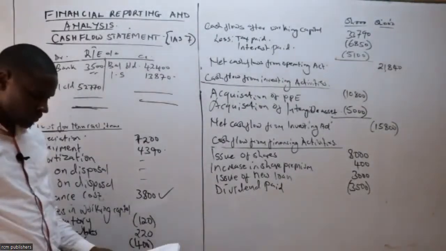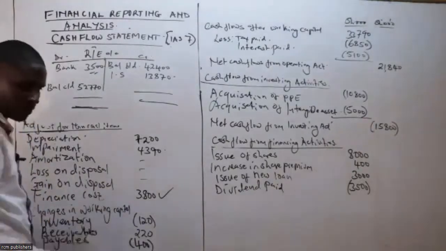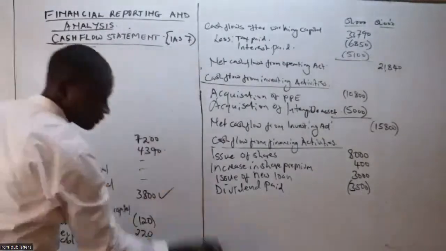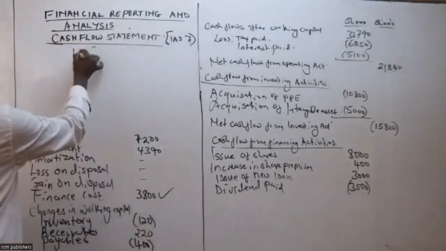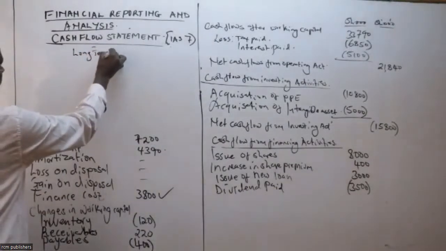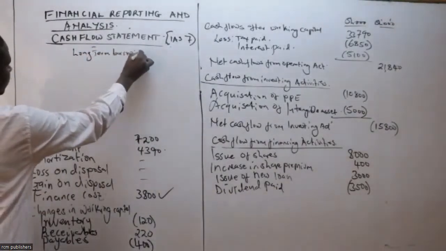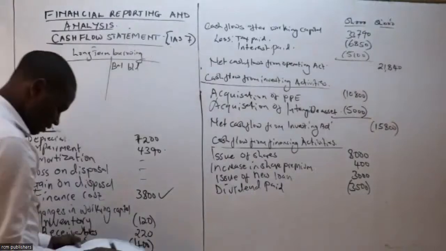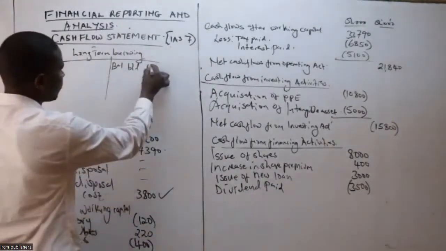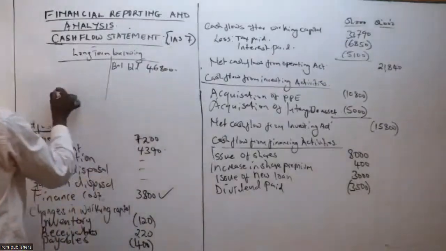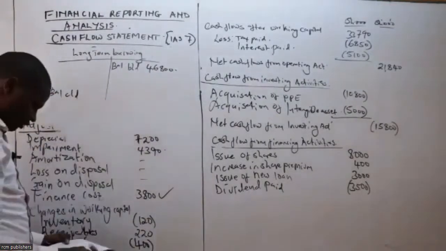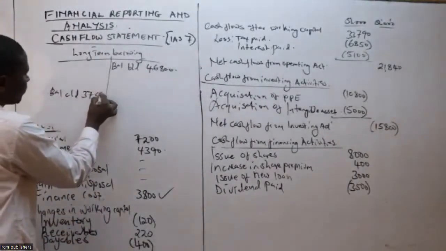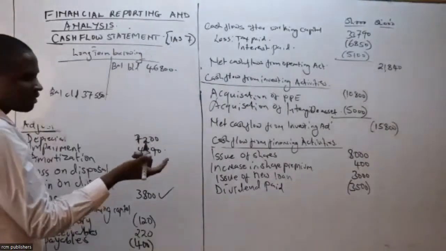So let's look at long-term borrowing. This long-term borrowing, our long-term borrowing here. If I look at my long-term borrowing, let's see what happened. Okay, account. So the balance brought down should be on this side, and the amount is 46,800, and then we have balance carried down of how much? That's 7,550.